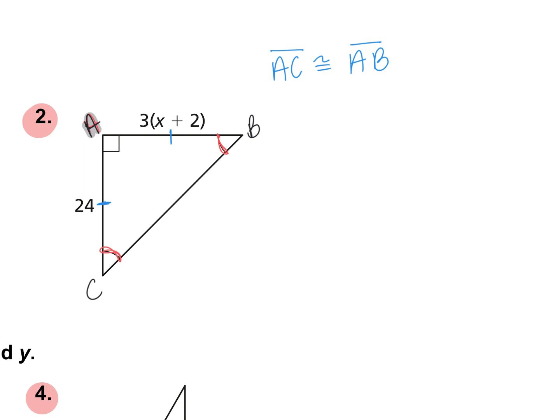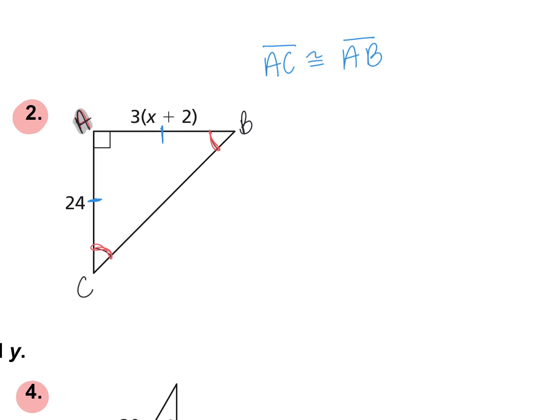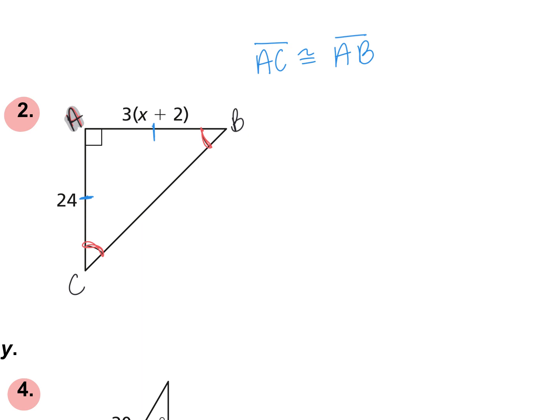And because they're giving me my sides and they're telling me these sides are equal, how would I set this up as an equation? 3, you're right, 3 what? What's that called? Parentheses, x plus 2 equals 3 fourths. Perfect. All you had to do for this now was solve for x. So first thing I'm going to do is distribute.